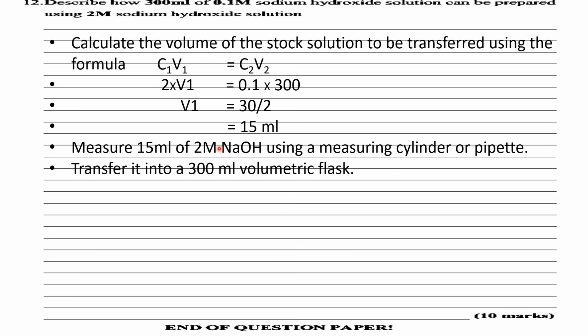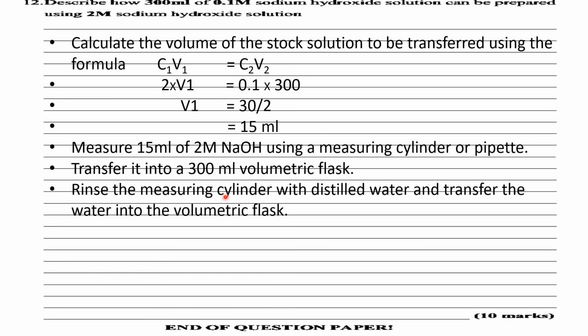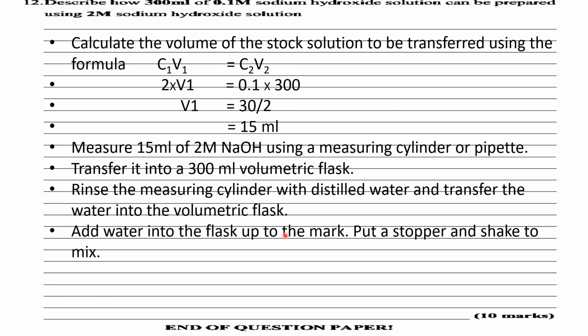Then transfer the solution into a 300 ml volumetric flask if you have one. It is preferred that you use that. So transfer this solution, the 15 ml of 2 molar sodium hydroxide, into a volumetric flask of this calibration. Then you rinse the measuring cylinder with distilled water and transfer the water into the volumetric flask. Once that is done, you add water to the flask up to the mark, the 300 ml mark. Then put a stopper and shake to mix well.